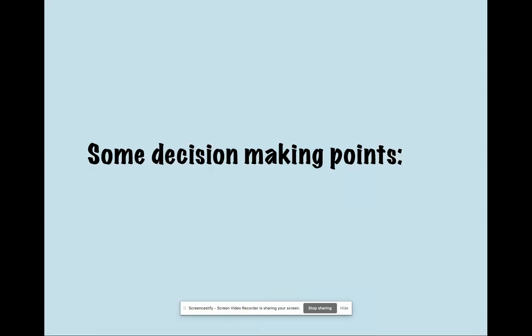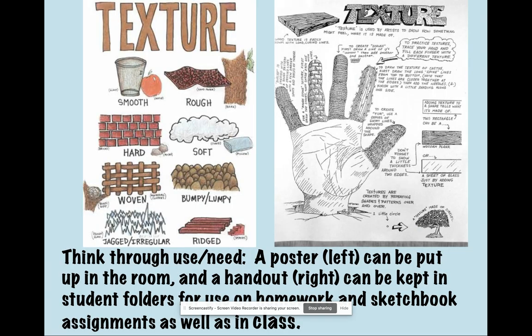All right, so what are the decision-making points you have to think about when you're going to make a visual? Think through use and need, right? Both of these visuals in this slide are about texture. They're both very effective visuals, but one makes a better poster and one makes a better handout. Which one do you think is the poster?